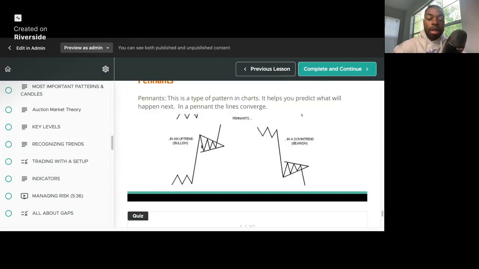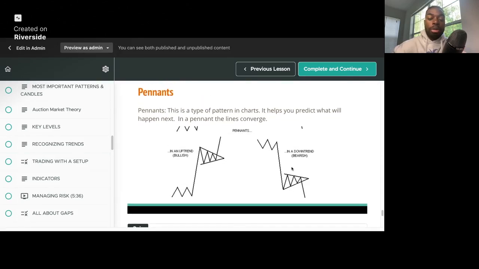Pennants are very similar. However, price movement kind of looks like a triangle, and it moves up in a bullish pennant, does this triangle formation, then continues its move to the upside, and just the opposite in a bearish pennant.